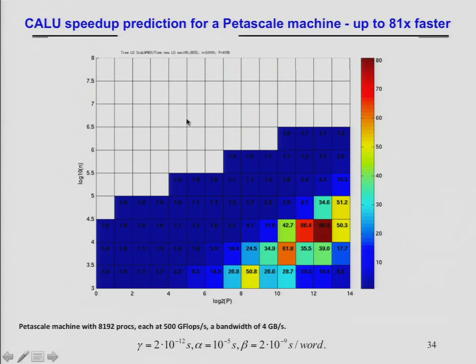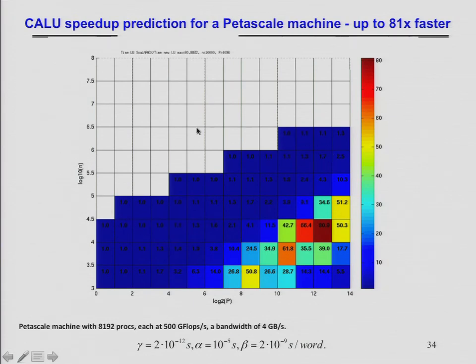The question is, how fast are we going to run? How much faster are we going to be than the classical algorithm? This is all color-coded by what speed-up we get. The horizontal axis is the log of the number of processors, from one processor up to 2 to the 14th processors. The vertical axis is the problem size, again on a log scale, from 10 cubed up to 10 to the sixth, a million by million. And the color code is the ratio of the speed-up.